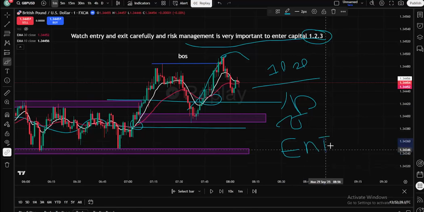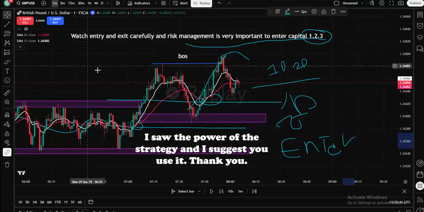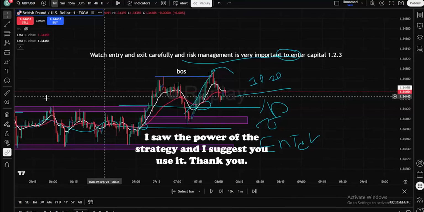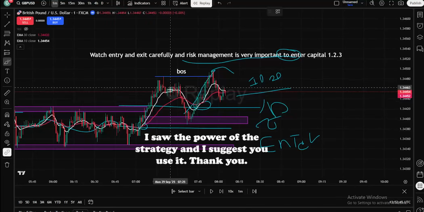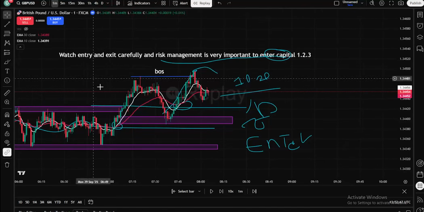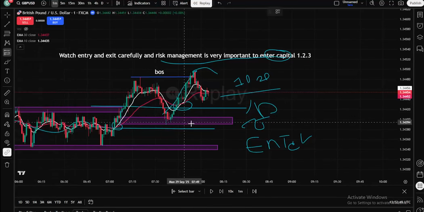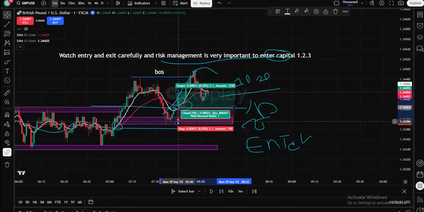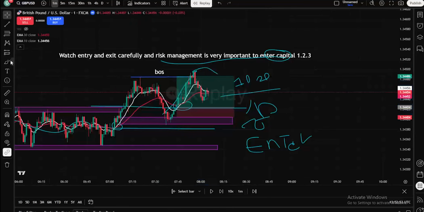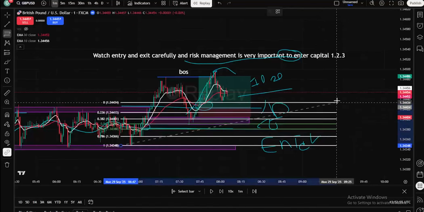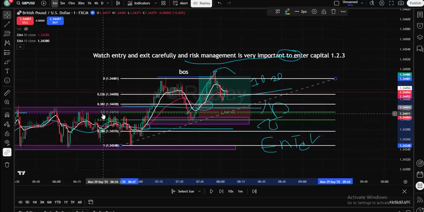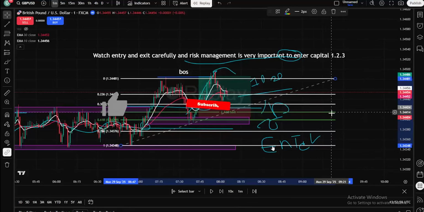Finally, what makes this strategy powerful is the combination of simplicity and depth. That is, we use both a simple tool like the EMA and deeper market concepts like smart money. This combination allows both beginners to use it and professional traders to look at it as a powerful filter.